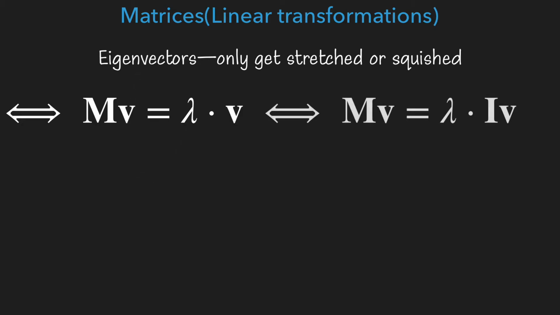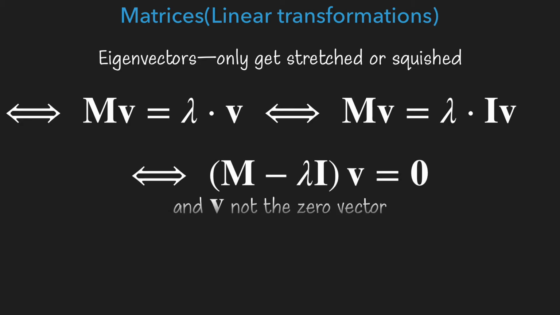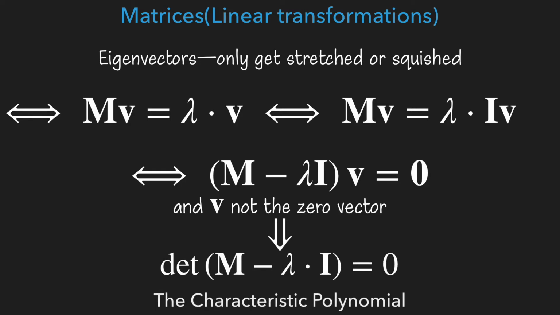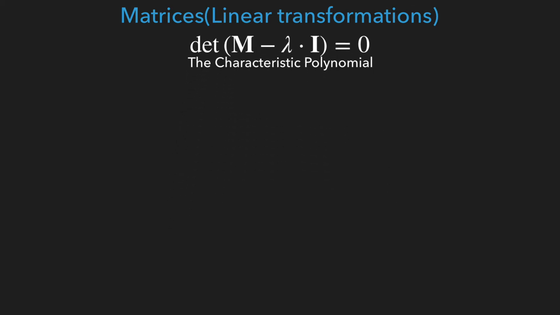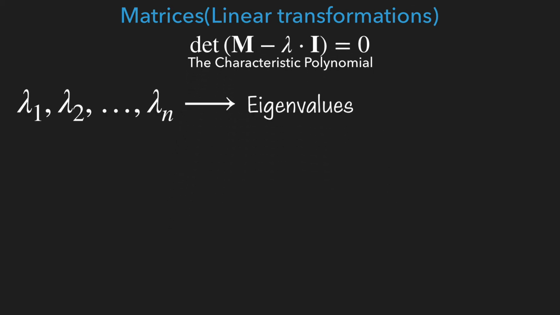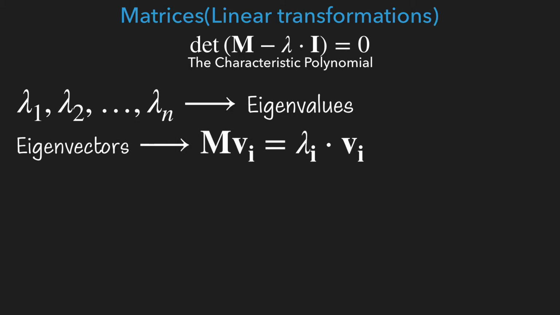Now we use the identity matrix to get the RHS in the matrix times vector form as well, and for this equation to have a non-zero vector solution, we need the determinant to be 0, and this is called the characteristic polynomial. Its roots are the eigenvalues, which allow us to find the eigenvectors. So, if we were to repeatedly multiply V by the matrix M n times, we would simply have lambda raised to n times V, which is pretty neat, because usually repeated matrix multiplication tends to get really messy really fast.